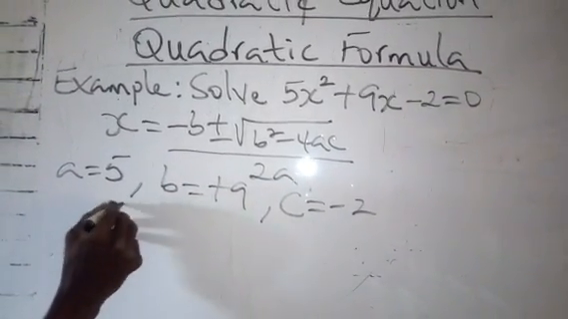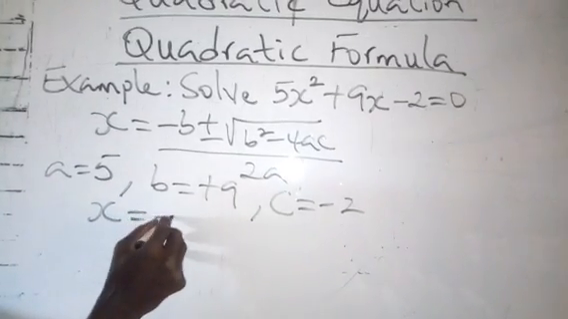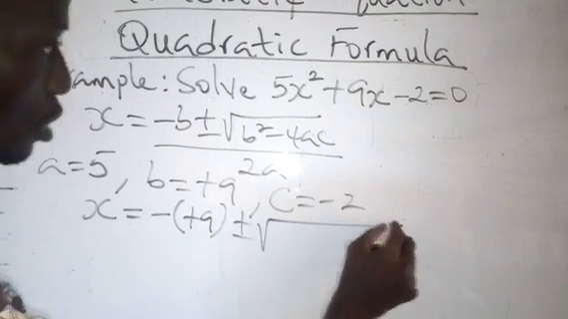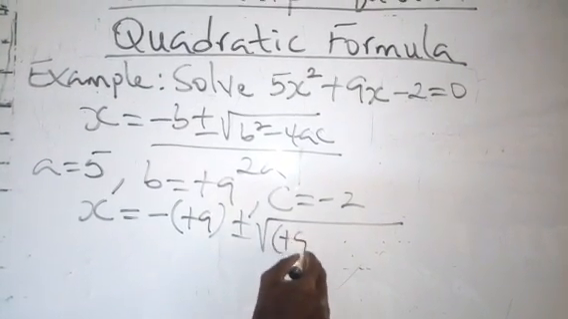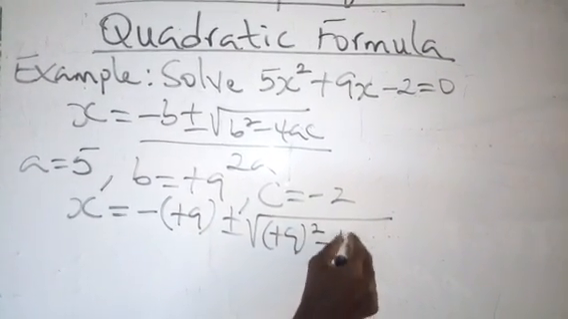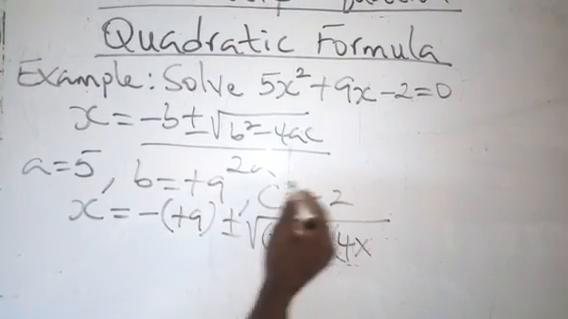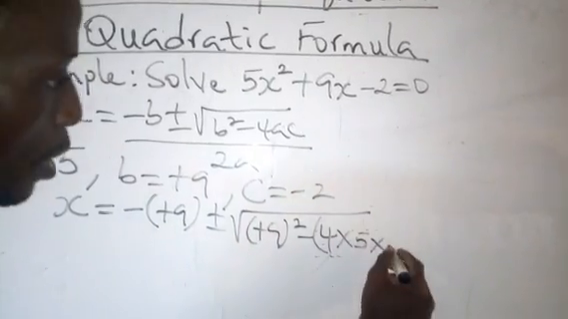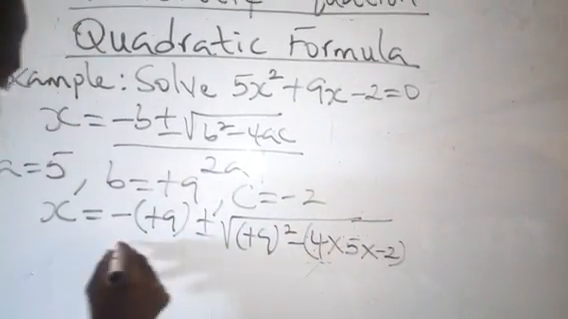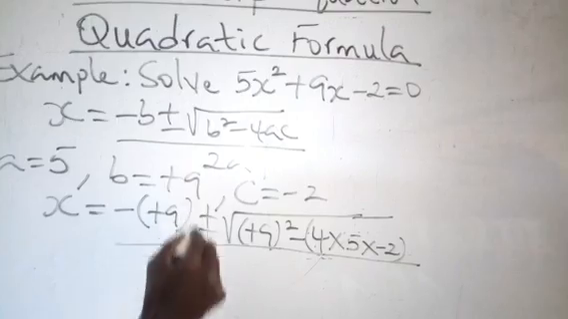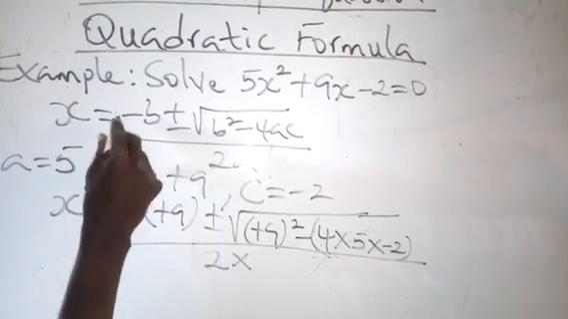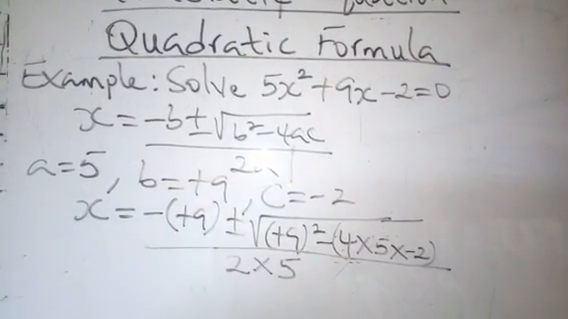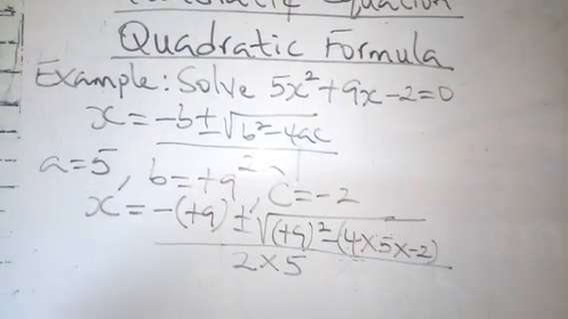Now, looking at this quadratic formula written on the board, we are just going to put those values inside the formula. Now we have x will be minus plus 9 plus or minus square root plus 9 squared minus 4 times, what is our a? 5. Times, what is our c? Minus 2. Everything over 2 times, what is our a? 5.